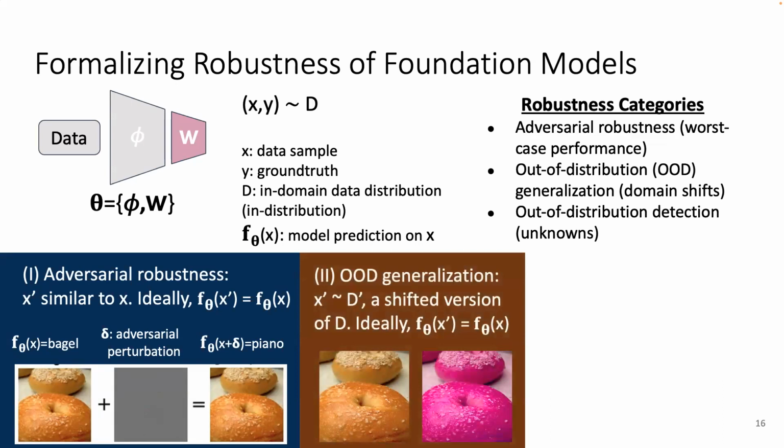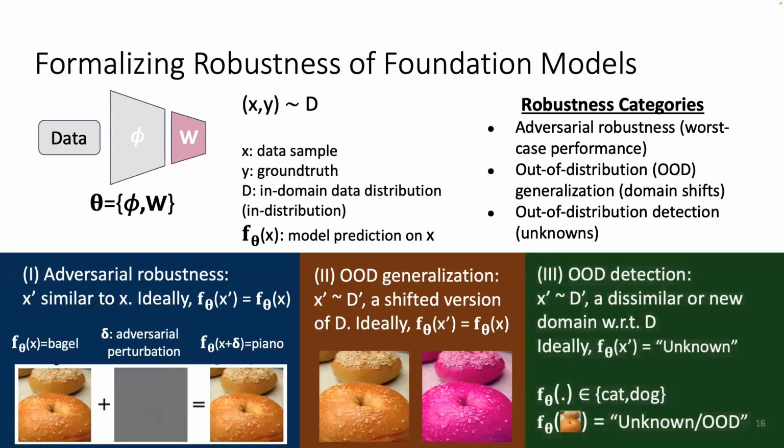And similarly, for OOD generalization, we would like to make sure that when the data sample at test time has some shifts compared to training time, for example, if we train our classifier using regular colored bagels, but at test time you are facing some new bagels made out of different ingredients, like ube or something with a purple color, you hope your model is still able to recognize it's a bagel. That will indicate a good OOD generalization.